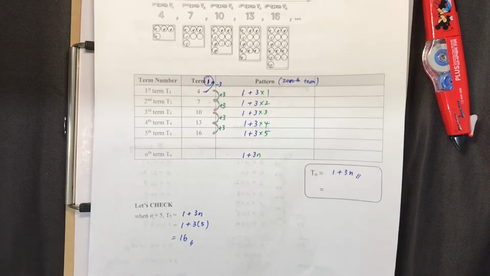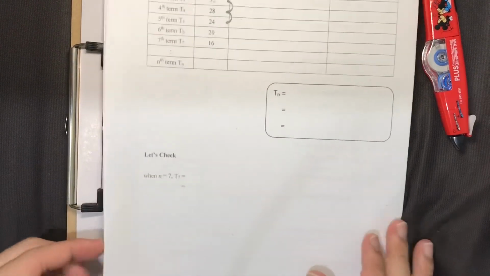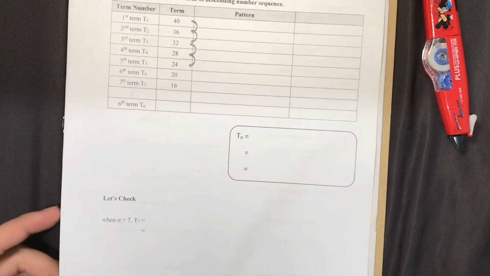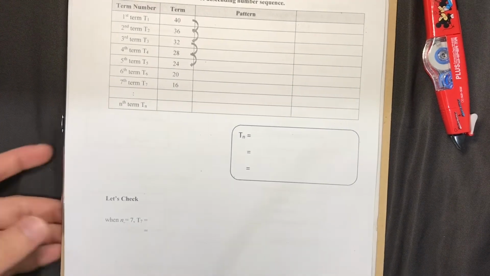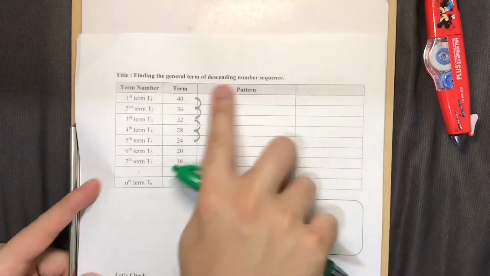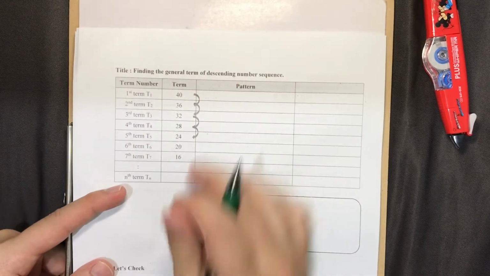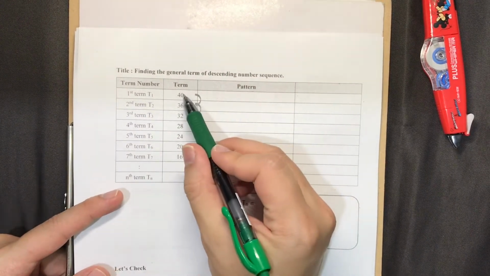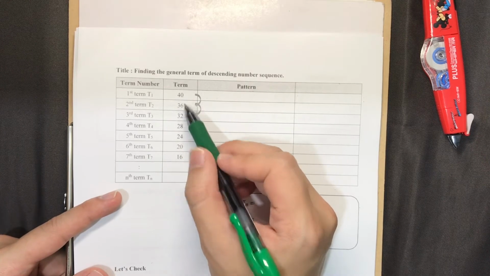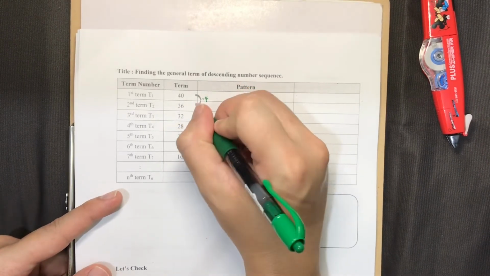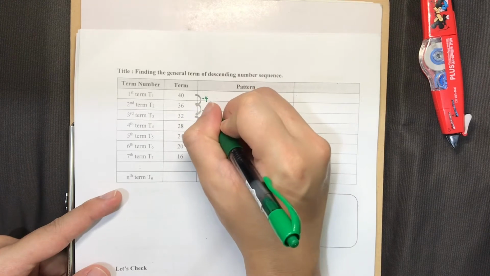Alright, now let's look at the next one, page 3. Just now was adding, so now we actually look at the decreasing number sequence, the minus case. But it's also okay, no worries. Here you have 40 to 36. Minus how many to get 36? Minus 4. Next one, 36 to 32, minus 4.